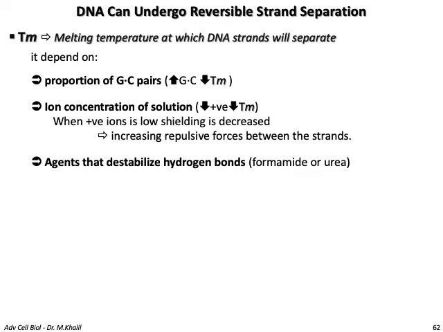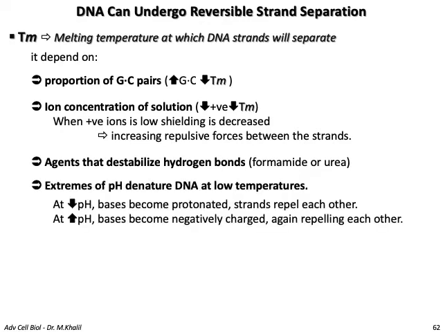That means if practically you get a Tm above 100 degrees Celsius, it's not practical, so we need agents like formamide and urea to facilitate the melting of the DNA.